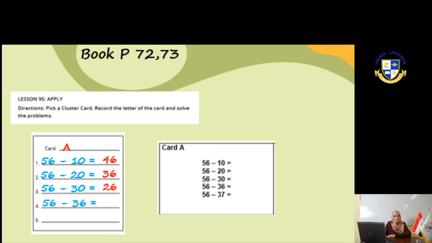56 minus 36, tens and tens. 5 minus 3 equals 2, 2, and 0. Ones minus ones equals 0. 56 minus 37 equals the same one before, the 20, minus 1, because 36 is smaller than 37 by 1. So you take the answer 20 and subtract 1. It will give you the answer of 19.